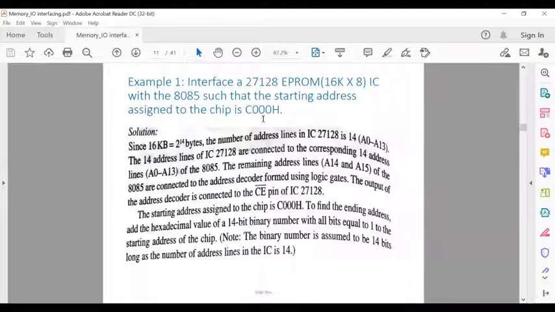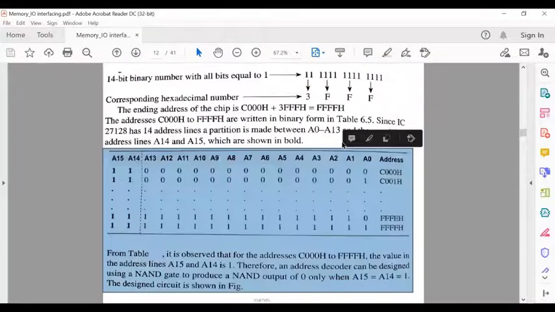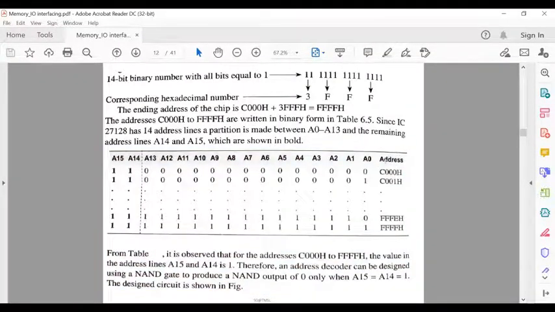If the starting address is mentioned, then you have to calculate the ending address. If the ending address is there, then you have to calculate the starting address. Here we have to calculate the ending address first using the memory mapping technique, and for that you need to write all of these address lines of the microprocessor, like A0, A1, A2.